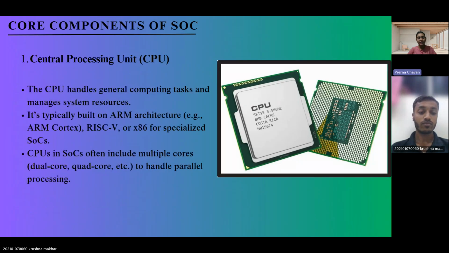So moving forward, we have core components of SOC, which includes first the CPU, that is central processing unit. The CPU is able to handle general computing tasks and manages system resources. It is typically built on ARM architecture, that is ARM Cortex, RISC-V, and x86 for specialized SoCs. CPUs in SoCs often include multiple cores, that is dual core, quad core, etc., to handle parallel processing.